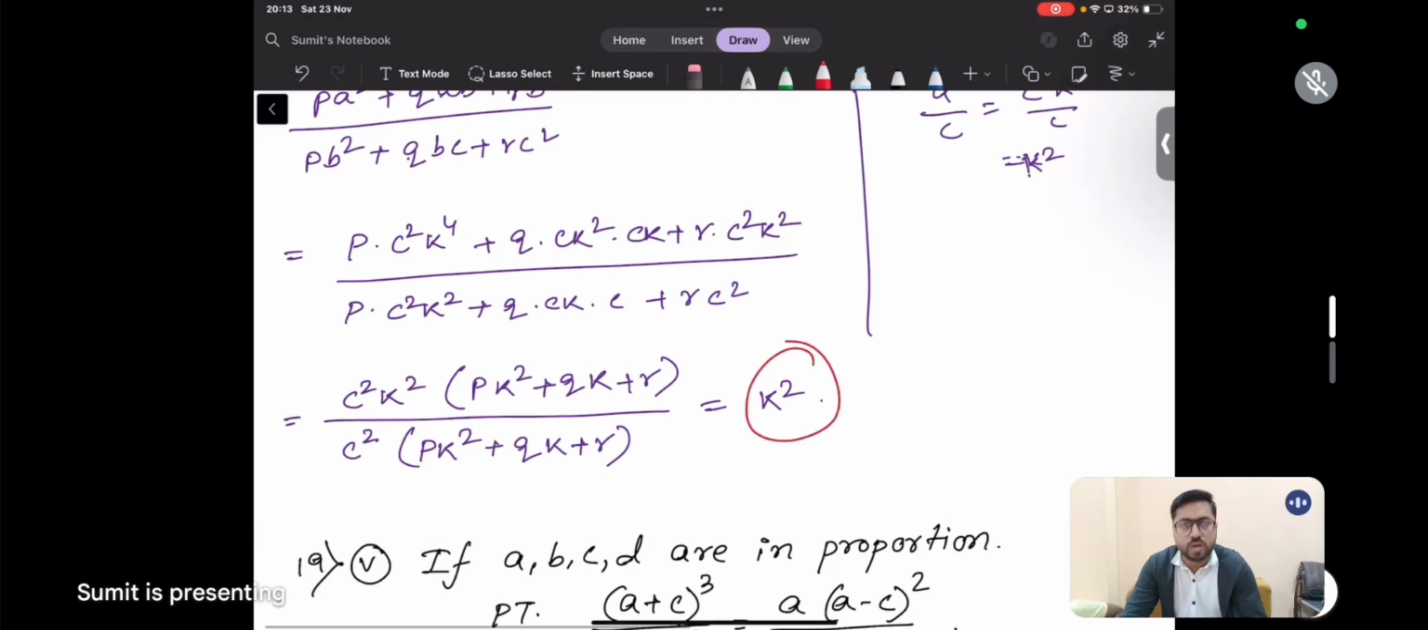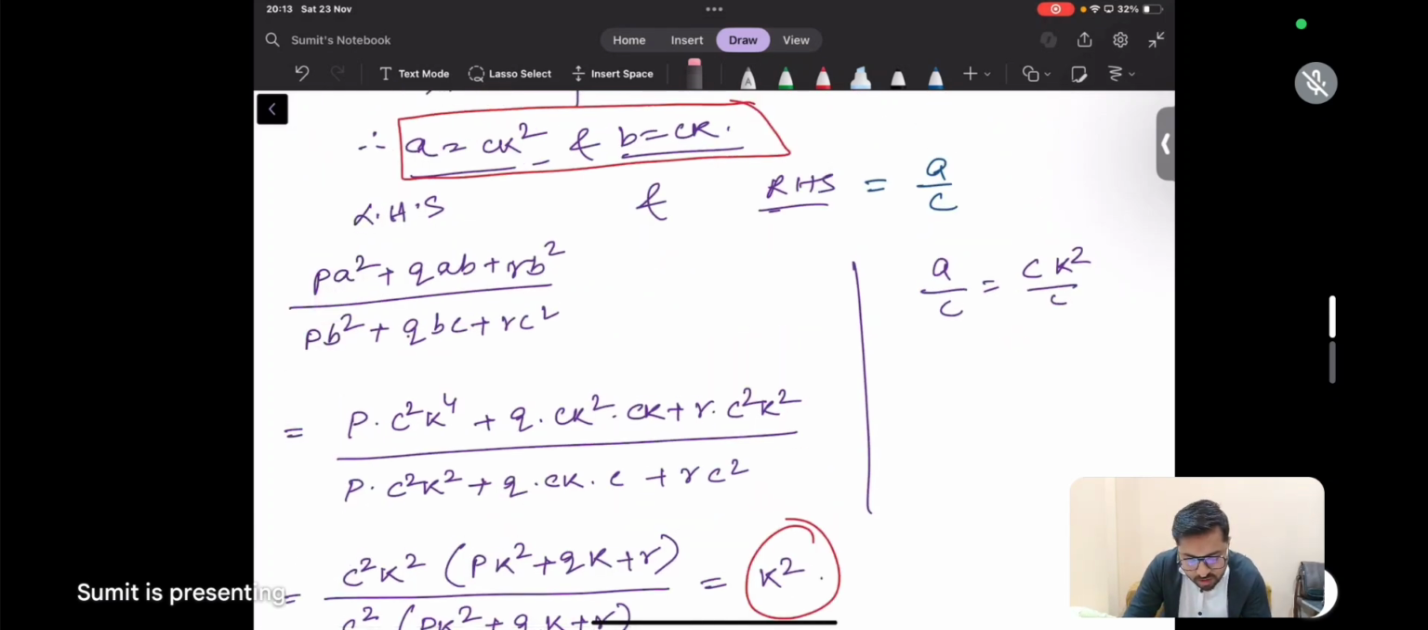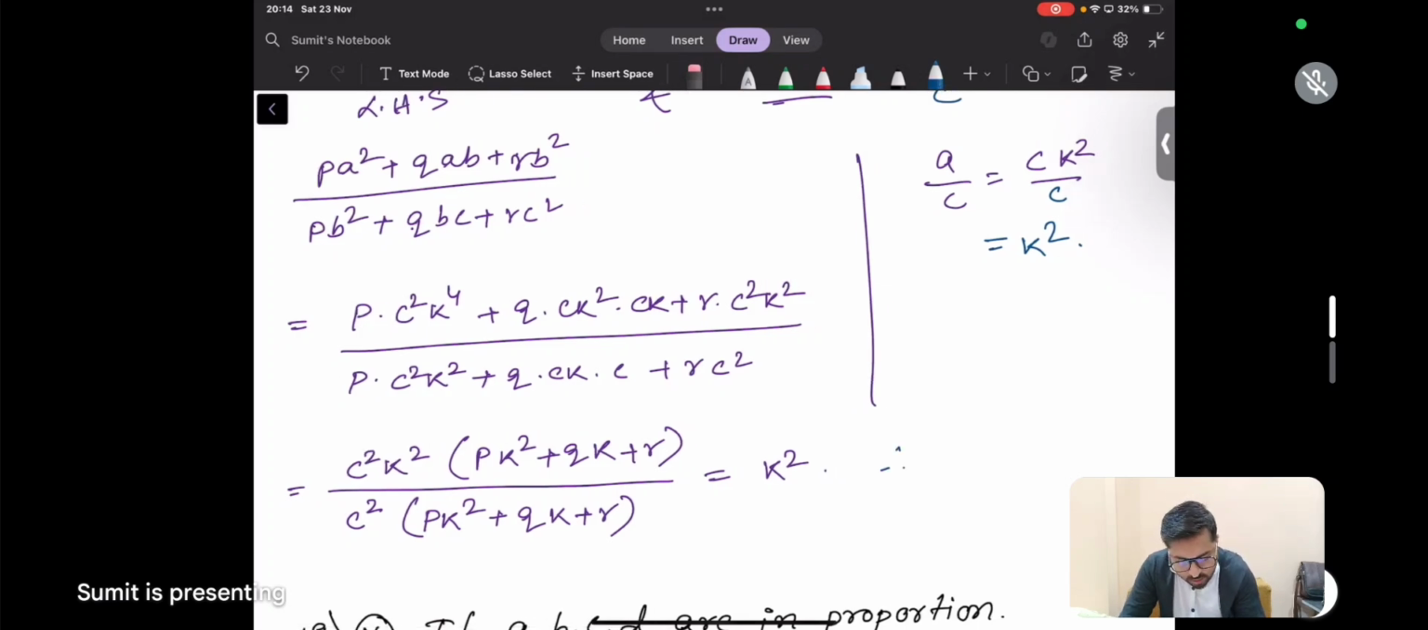So what do you get by solving here? You will get only k square. And the right hand side is given, and if you solve the right hand side also, you will get k square only. This right hand side has a by c, so put in c square by c, that means only k square. So that means right hand side equal to left hand side, hence therefore LHS equal to RHS, hence proved.